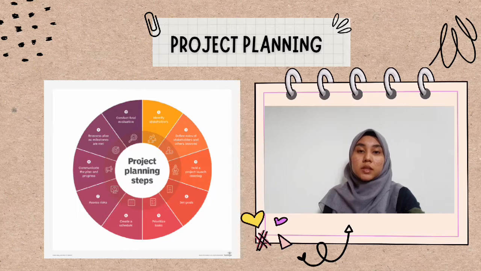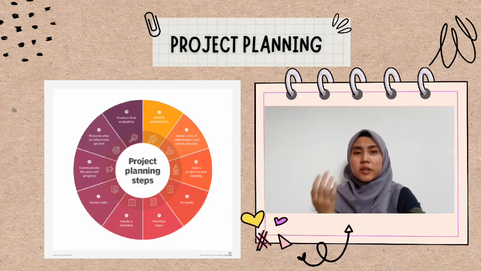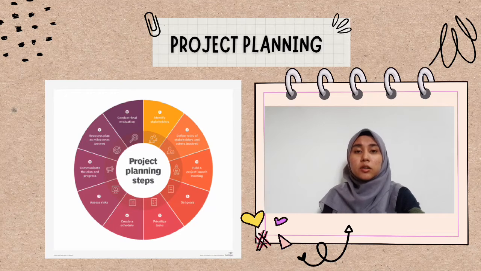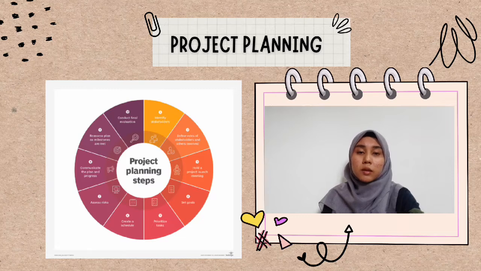The fourth one is about set goals. Take what is gleaned from the meeting and refine it into a project plan. It should include goals and deliverables that define what the product or service will result in. The fifth is about prioritize tasks. List tasks necessary to meet goals and prioritize them based on importance and interdependencies. A Gantt chart can be helpful for mapping project dependency.